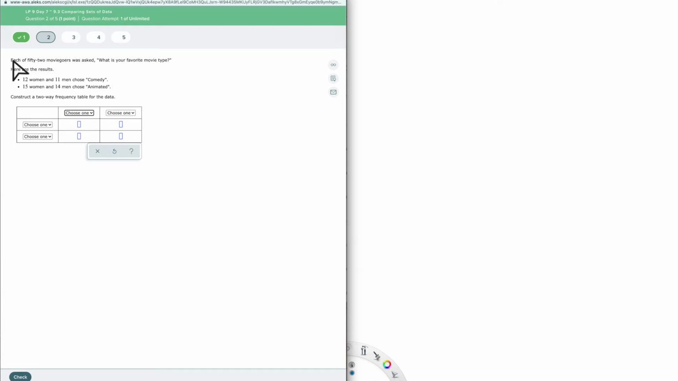So each of 52 moviegoers was asked, what is your favorite movie type? So this is our first category, movie type. So on this one, either comedy or animated is the choice here. And it doesn't matter. I could put comedy here and animated here. That's not going to make a difference. Because it's 2 choices and 2 choices, I could also decide I want comedy and animated on the side, and I want men and women on the top.